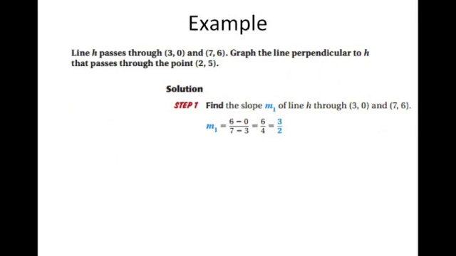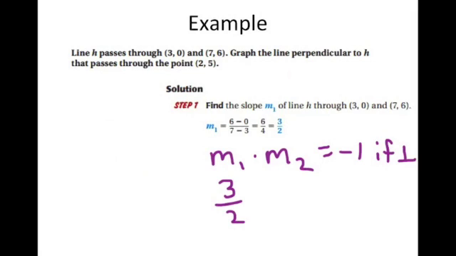So what is the slope of the perpendicular line? Remember, we said that the product of the slopes of the two lines has to be -1 if they're perpendicular. Now remember, the sign for perpendicular is the upside down T. It literally looks like two segments that are perpendicular to each other. Okay, so we know the slope of M1 is 3 over 2. So 3 over 2 times what is going to be -1?